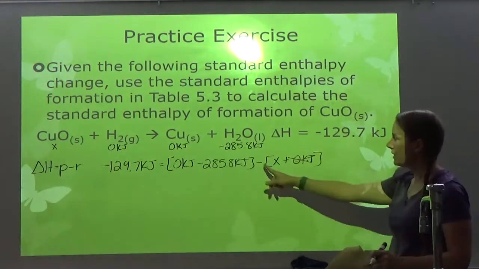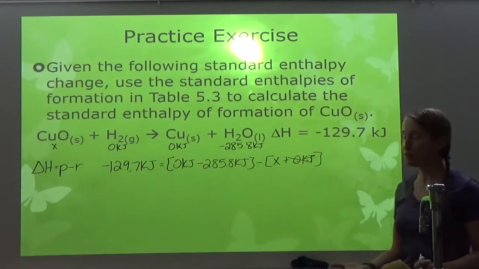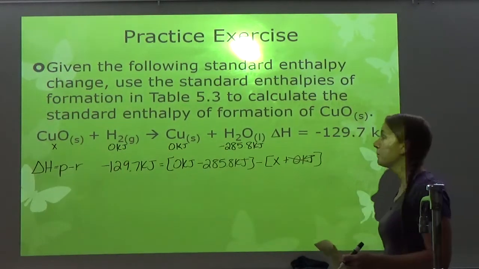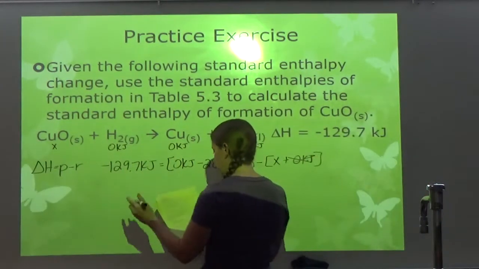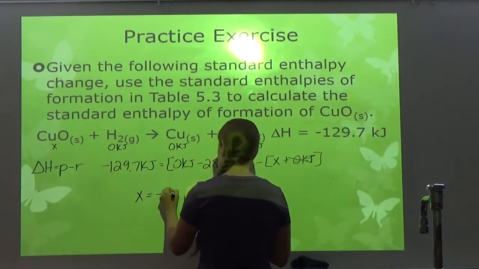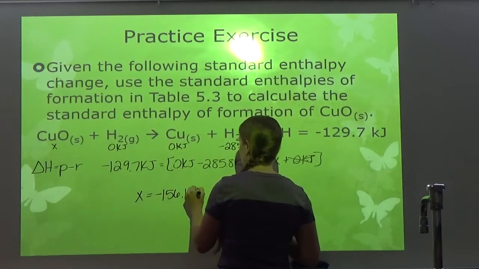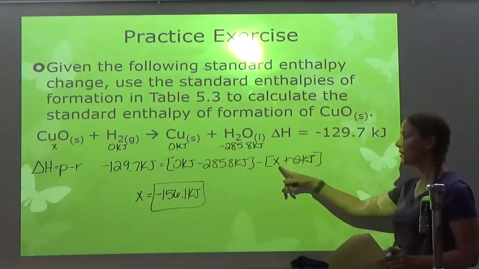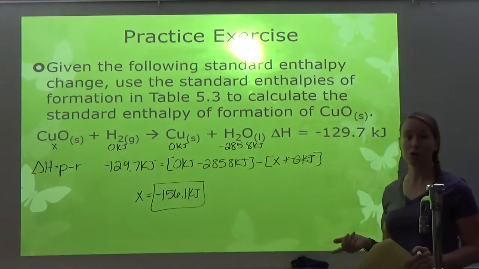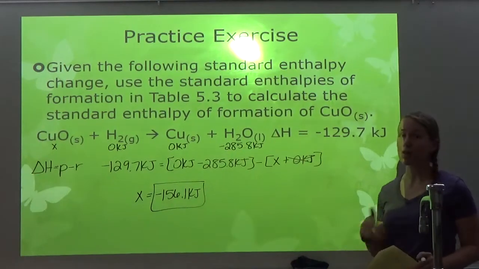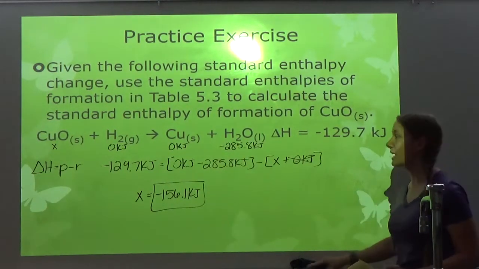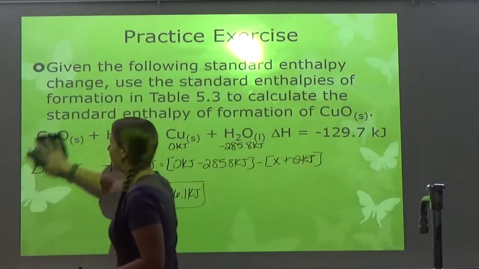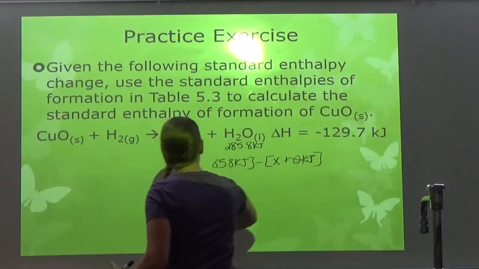That's fine. Just don't forget that right now X technically has a negative in front of it when you're solving. All right, and so once we solve for X in this case, you should get negative 156.1 kilojoules. So hopefully you got that one right. And again, if you're struggling to solve for X, that's something you need to come to tutoring for. Because that's a math skill that you should already have before you enter this class. Being able to solve for X, that's basic math right there. Basic algebra.